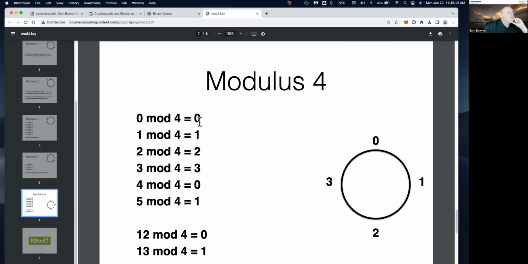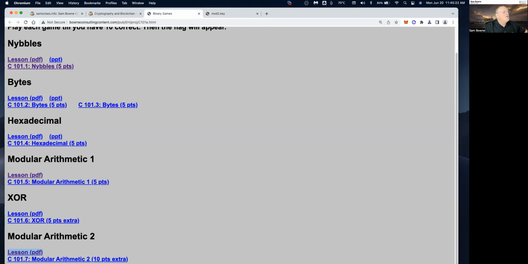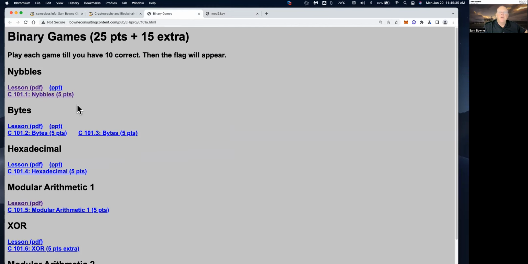So here's modulus 4. And let's just show modulus 4 going around. So anyway, there are some challenges here where you have to figure out inverse modulus, multiplicative inverses, and that prepares you for understanding RSA encryption that works this way. So anyway, those are fun lessons to learn basic binary operations.